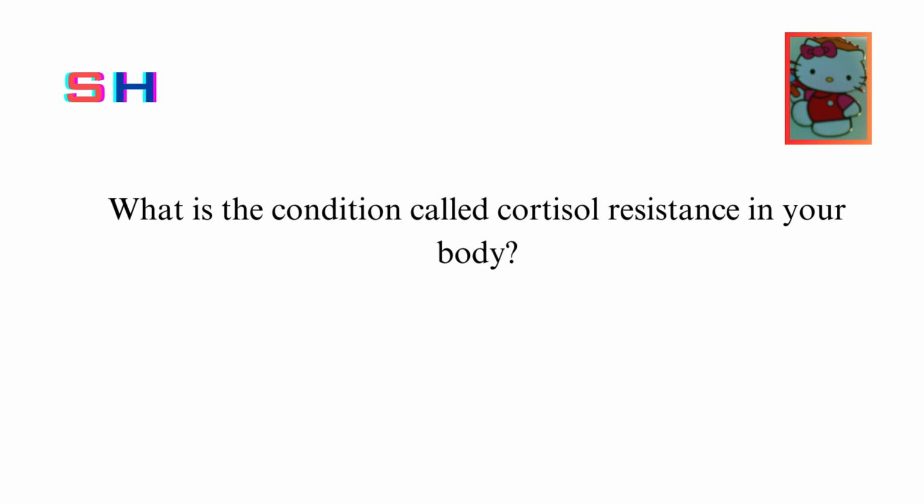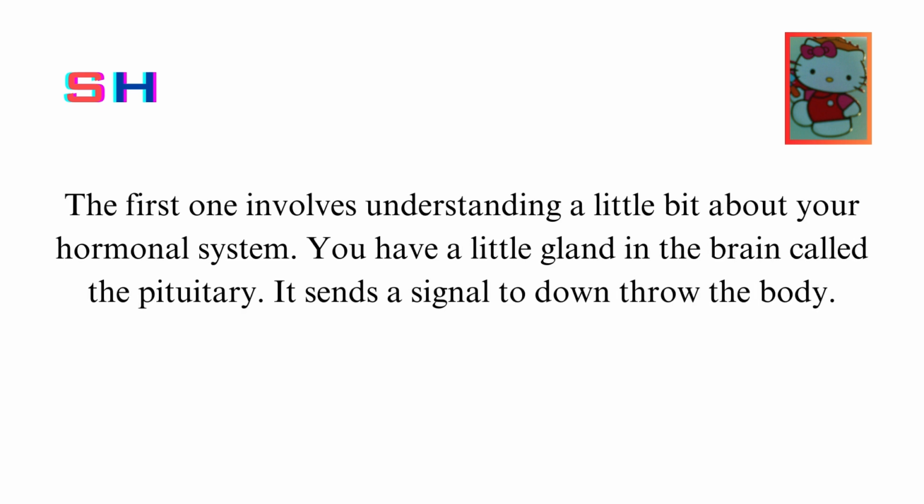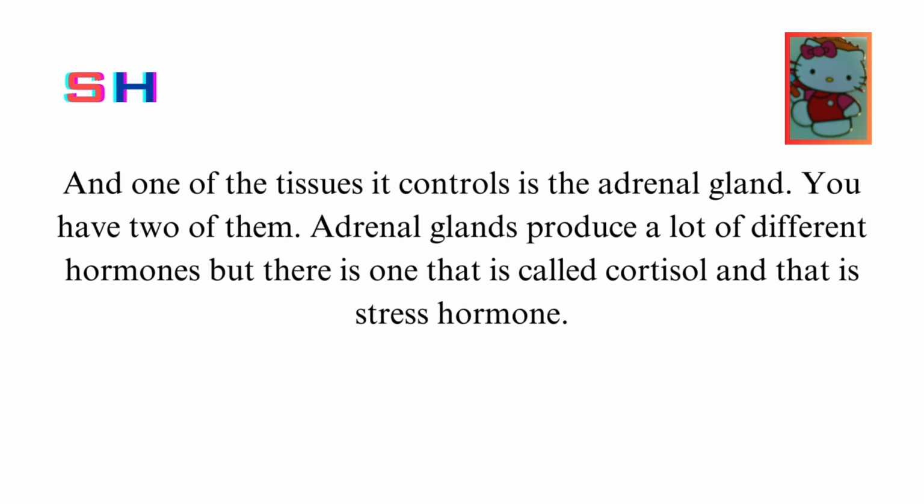What is the condition called cortisol resistance in your body? The first one involves understanding a little bit about your hormonal system. You have a little gland in the brain called the pituitary. It sends a signal down through the body, and one of the tissues it controls is the adrenal gland. You have two of them.